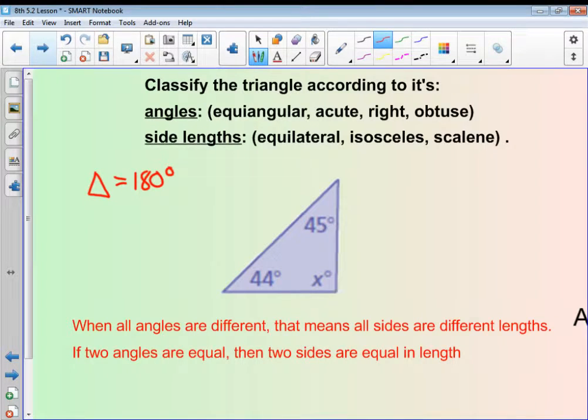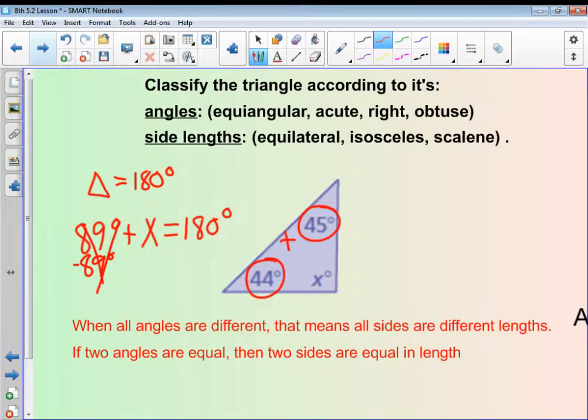So there's two ways that you can do this. First of all, you could add together your knowns. Okay, so when we add those together, we get 89. We know that 89 plus something, x, equals 180 degrees. We can then go ahead and subtract our 89, minus 89 to get it by itself. When we subtract this out, and you can use your calculator for this, you end up with 91 degrees. So we just found out that x equals 91 degrees.